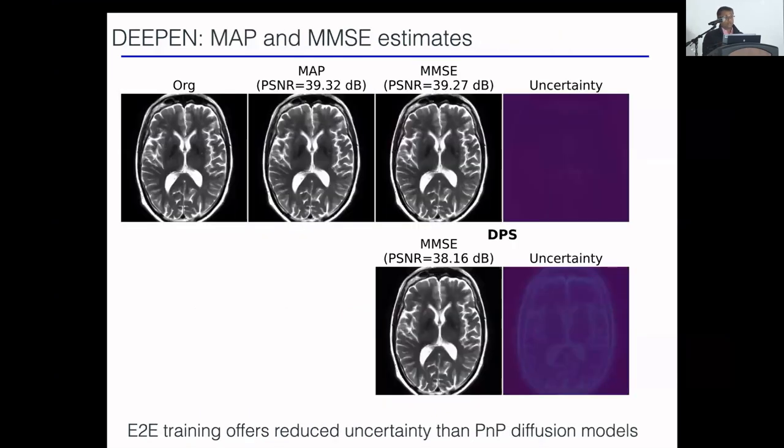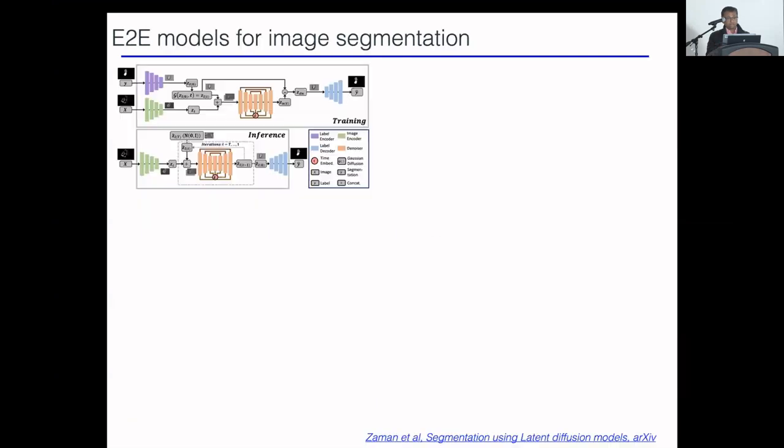And here again, we can do the sampling. We can estimate the samples and compute the uncertainty maps. This is basically the MAP estimate, the maximum a posteriori estimate. We can get several samples and get the MMSE estimate, and we can also get the uncertainty estimate. At this sampling rate, we are getting a reduced uncertainty estimate compared to DPS because we are training everything in an end-to-end fashion.